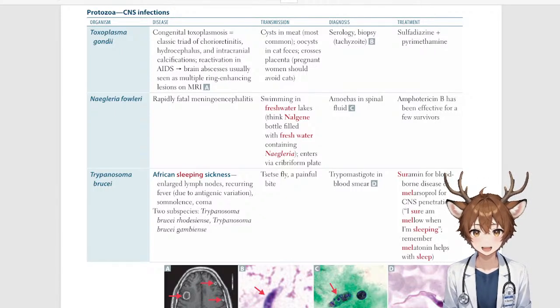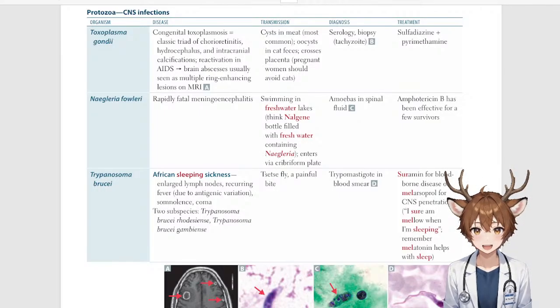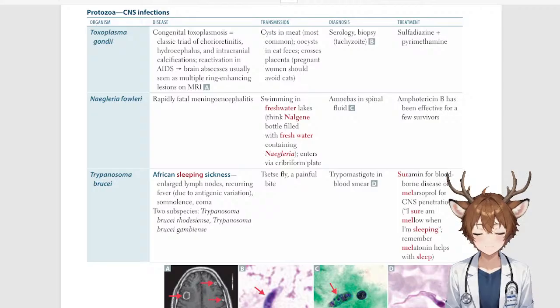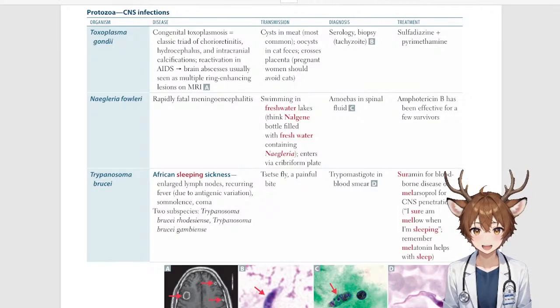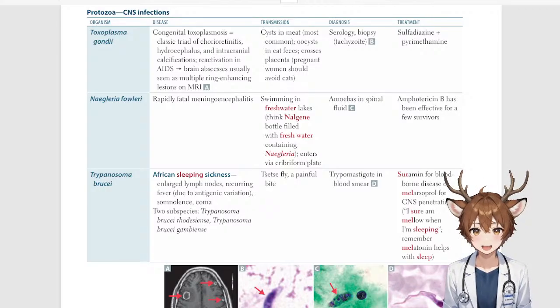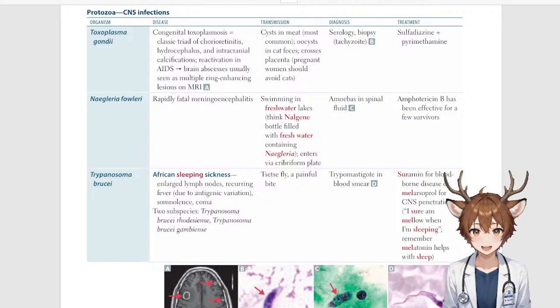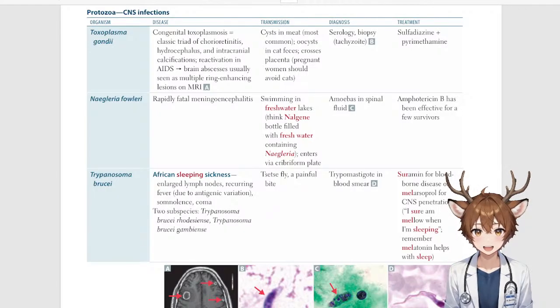Trypanosoma brucei. It causes African sleeping sickness, enlarged lymph nodes, recurring fever due to the antigenic variation, somnolence, and coma. It's spread via tsetse flies. I've heard tsetse flies, TSC, tsetse flies, CC flies. A painful bite from one of those flies. Diagnosis would be trypanosomes in the blood smear, as you can see in picture D. And how do you treat it? Suramin for blood-borne disease or melarsoprol for the CNS penetration.